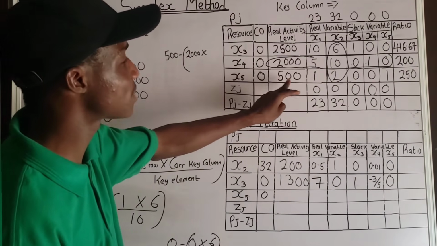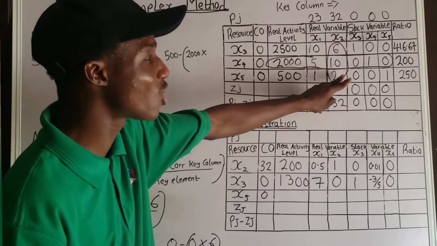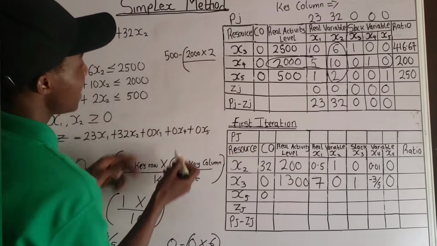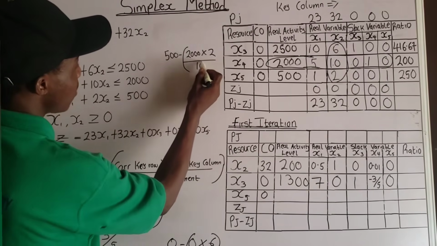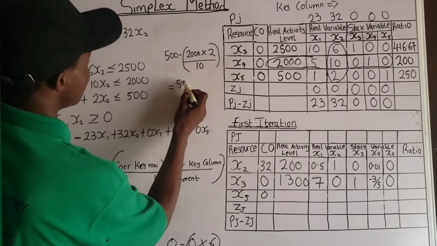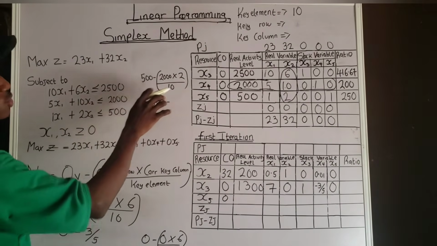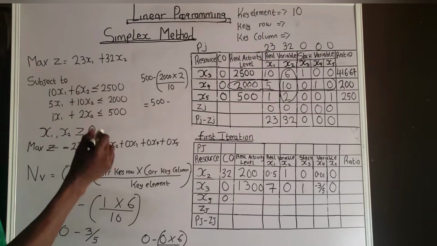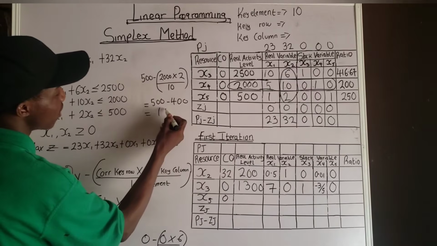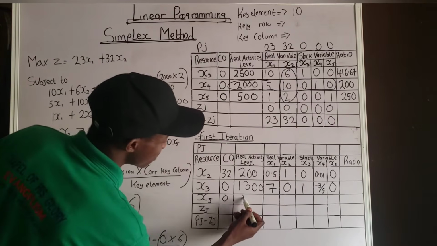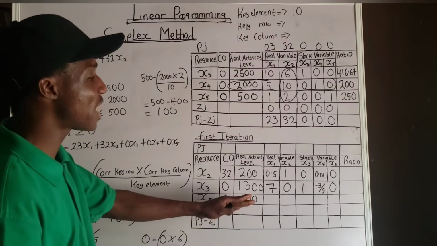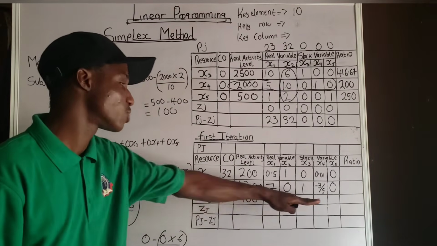The element that corresponds to 500 from the key column is what? 2. You can understand? So I'm going to have 2000 multiplied by 2 all over the key element, which is 10. That will be what? 500 minus 2000 times 2, that is 4000. 4000 divided by 10, that is 400. 500 minus 400, that is, the new value is what? 100. So the new value of these cells is 100. So you understand, that is how you are going to get the new value of the remaining cells.